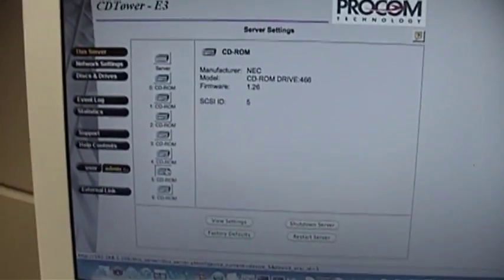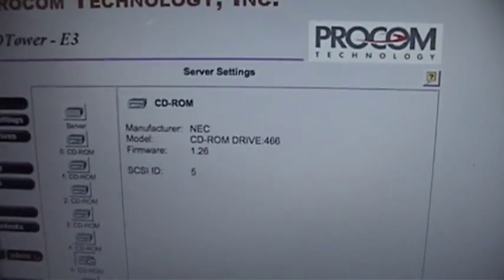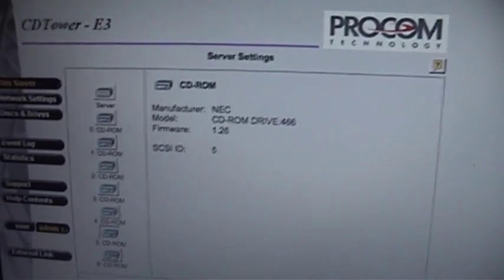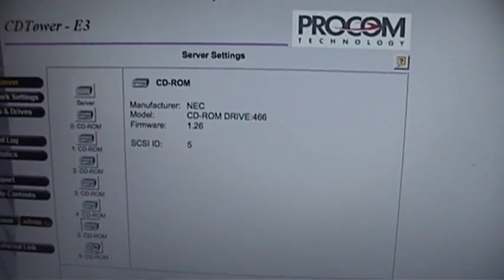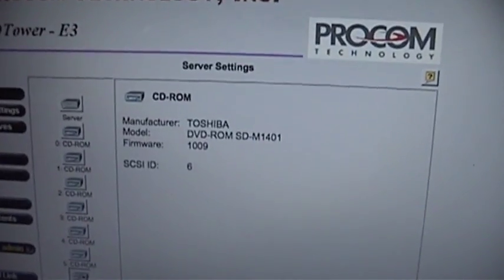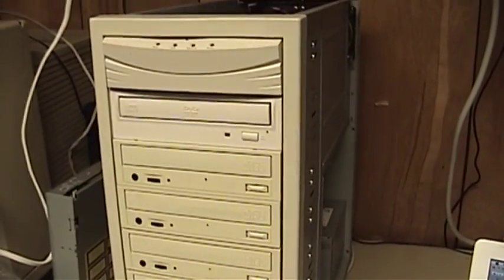So let's take a look here at what we see in the web-based interface. There's the new drive at ID 5, which is the previous ID 6. And then here is the Toshiba DVD-ROM. So we are inching closer here.